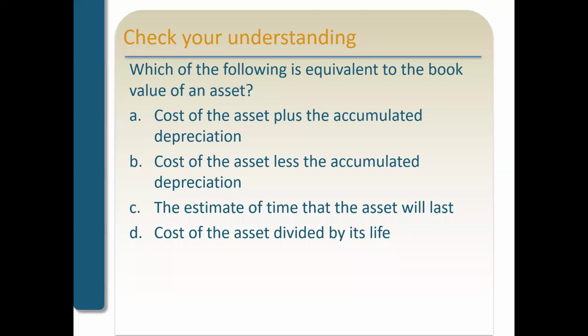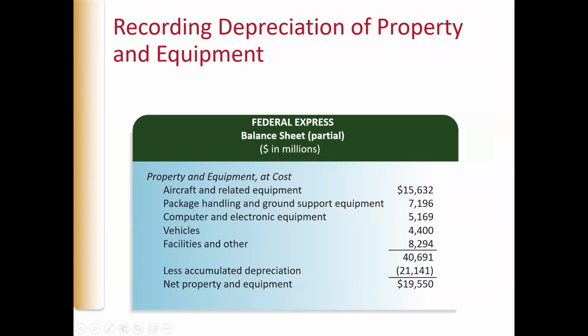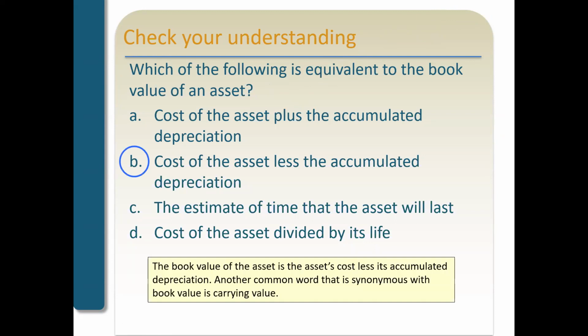Which of the following is equivalent to the book value of an asset? The cost of the asset plus accumulated depreciation? The cost of the asset less the accumulated depreciation? The estimate of time the asset will last, or the cost of the asset divided by its life? B. Excellent. Remember here, it's the cost of the asset minus accumulated depreciation gives us the true book value of the asset. Excellent.